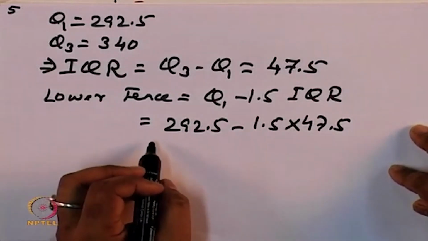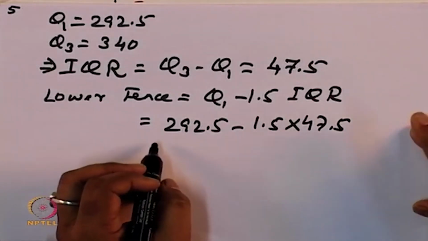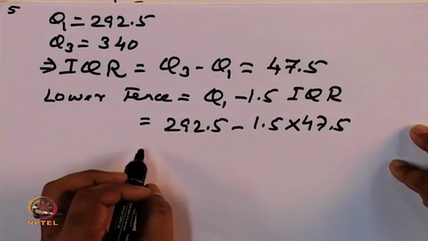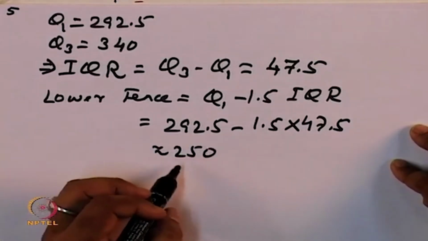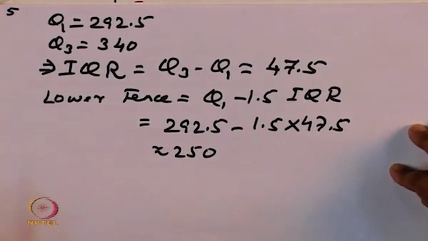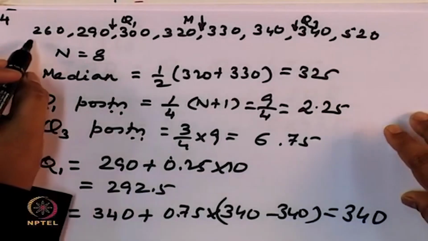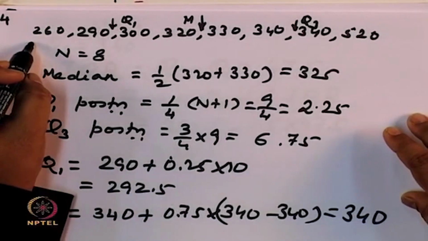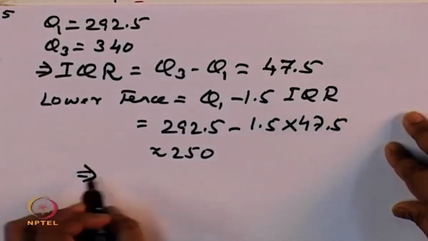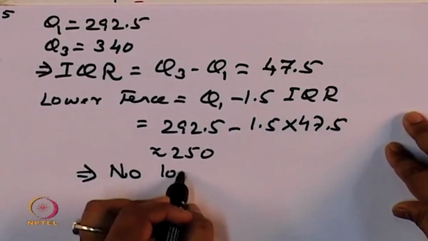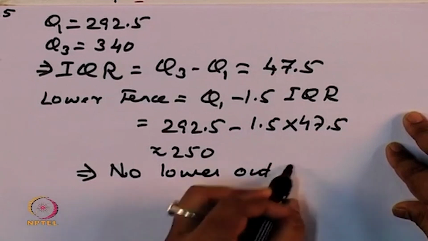So, which will be around, let us say 1 times 47.5, which will be around 250. I do not know the exact value, please calculate that. But as you can see, if you look at our points once more, the lowest value is 260. That means that there are no lower outliers. So, this implies that there are no lower outliers.